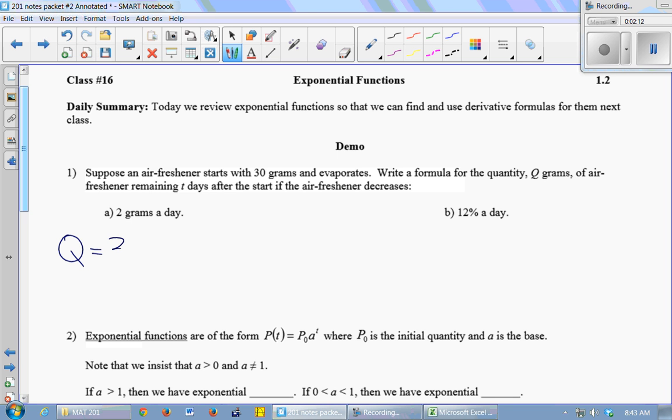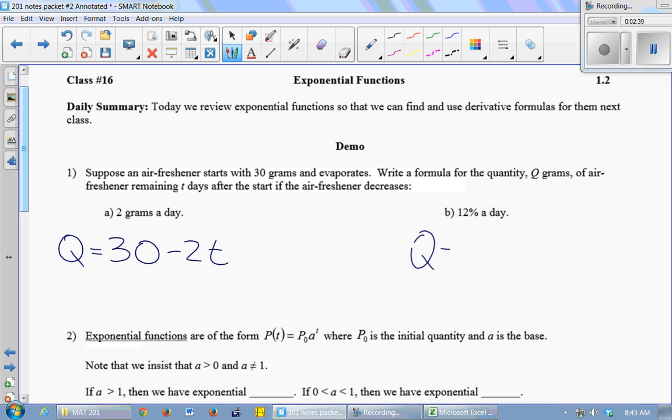I start with 30, and I'm losing 2 grams per day, so minus 2t. What kind of function is that I just wrote? Linear. Good. Okay, so let's write another function, but this time we're going to describe the way that the air freshener decreases is 12% of it is used each day.